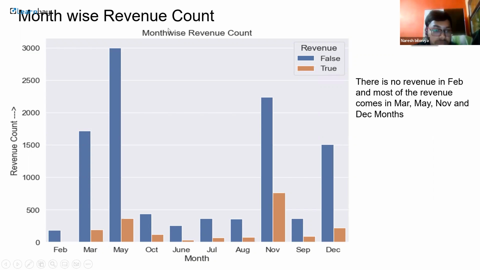So our marketing team should be concerned about it and should make a strategy, means why we are getting less revenue in those months. And if we are getting good revenue in November and the conversion rate is also very good, it's good. So something we are doing in November is missing in these months. It's a concern for us for these remaining months.